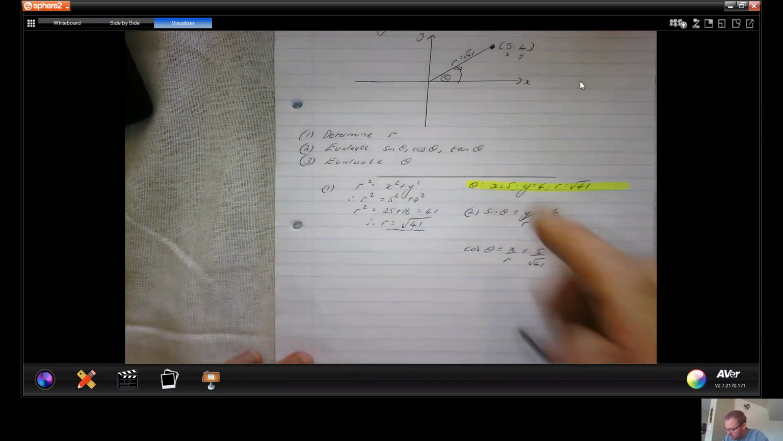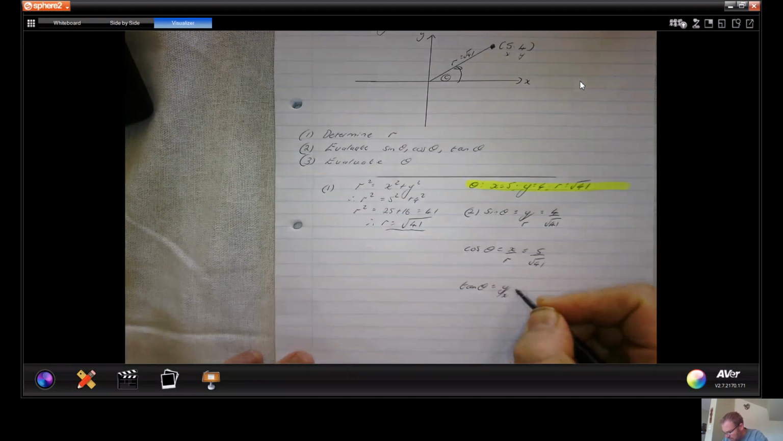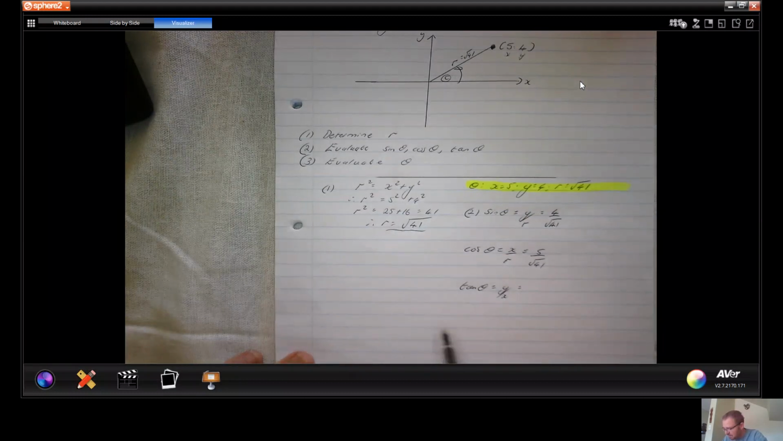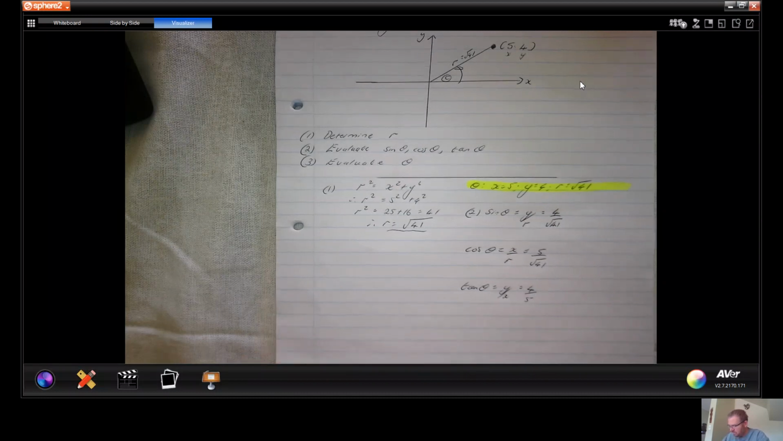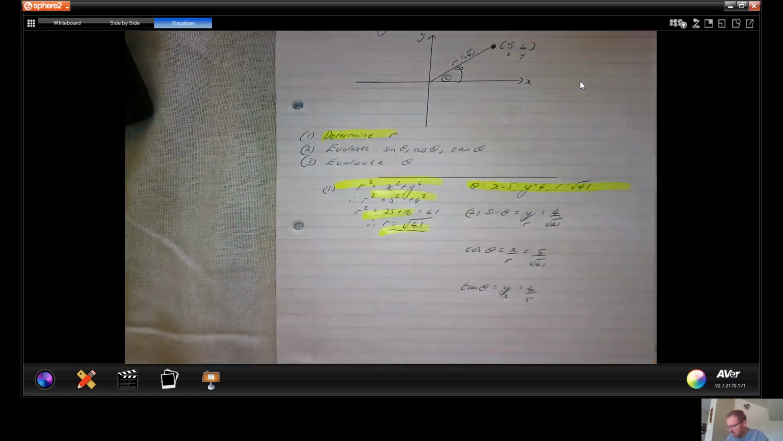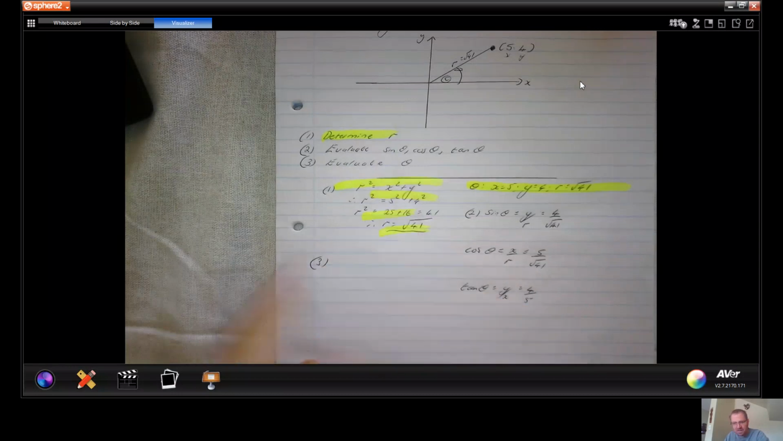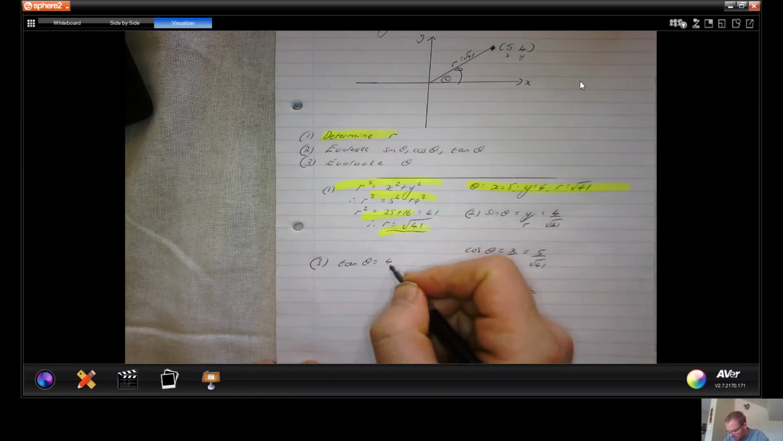And then for the last part of 2, tan theta is the ratio of the y coordinate over the x coordinate. The y coordinate is 4, and the x coordinate is 5. So that's all of 2 done. And then question 3, evaluate theta. I could use any of these 3 trig functions. If I use tan, I'm going to use the fact that tan theta is equal to 4 over 5.